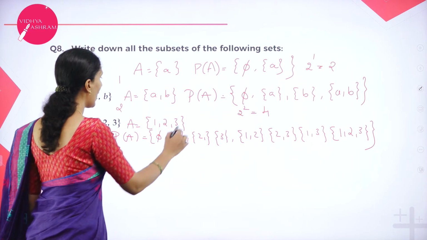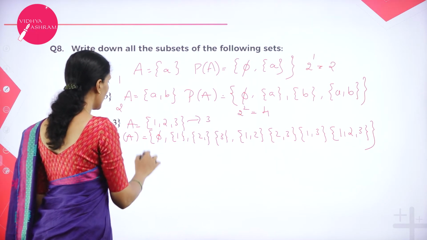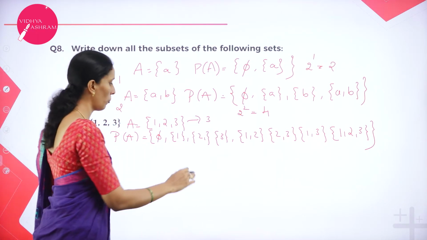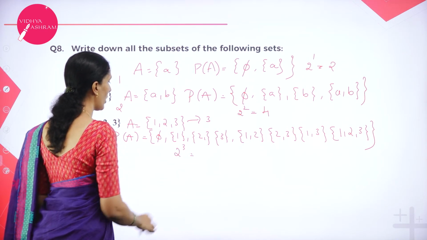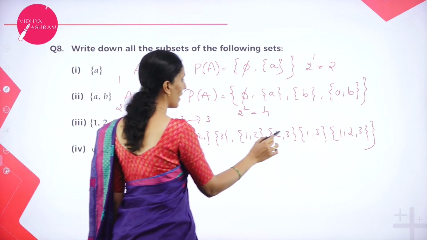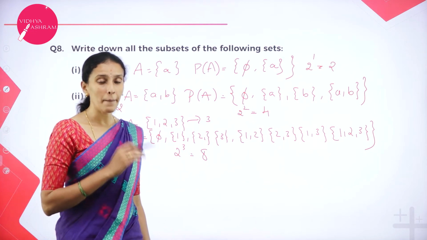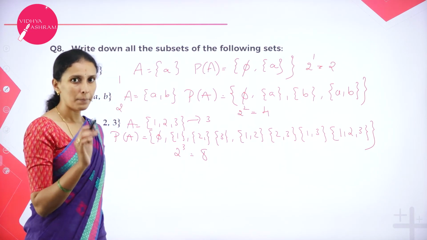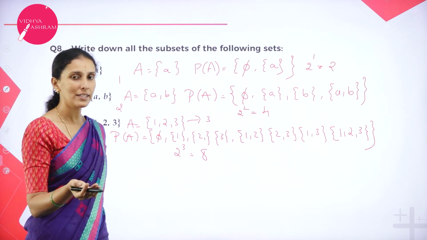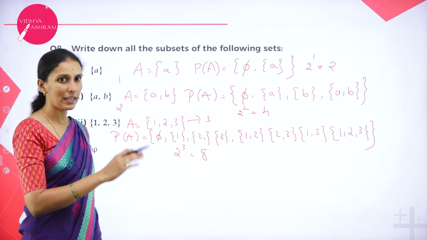How many elements do we have here? We have 3 elements. Then it should contain 2 cubed elements. 2 cubed elements. Check it: 1, 2, 3, 4, 5, 6, 7, 8. Yes. So this is how we can calculate the number of elements in the power set. So the number of elements in the power set depends on the cardinality of the given set.